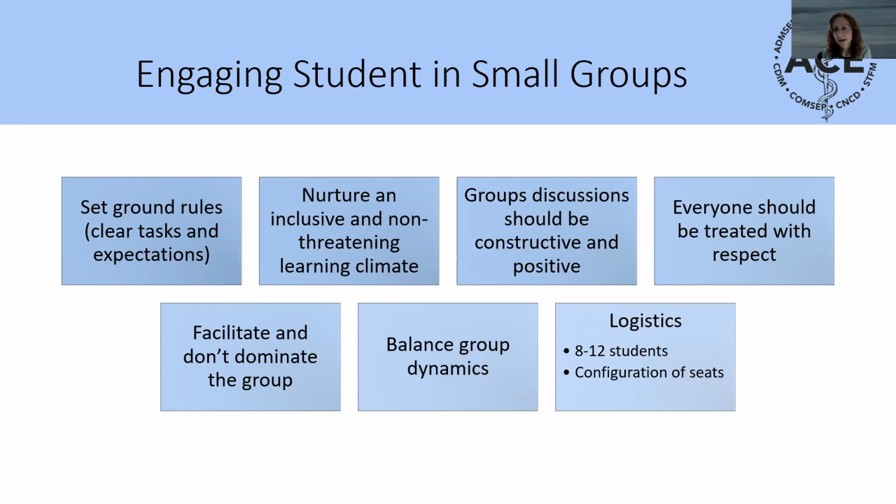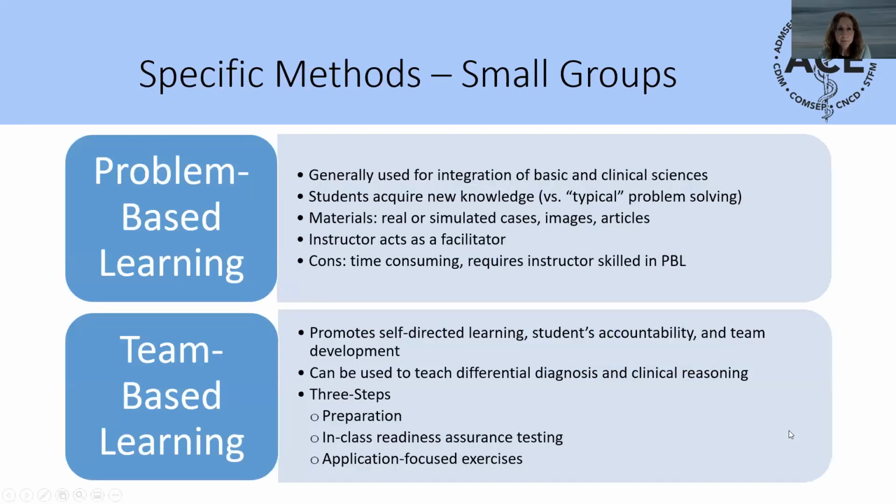So really between 8 to 12 students. If it's more than that, then it's probably too many students for a small group. And sometimes things like the configuration of seats, for example, that I have here, if they sit around the table instead of one student behind the other, that's not going to be very conducive for participation in a small group.